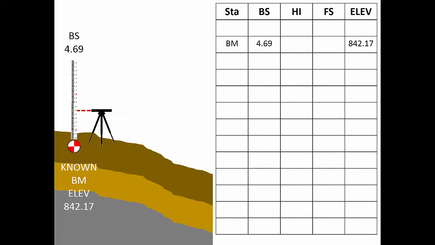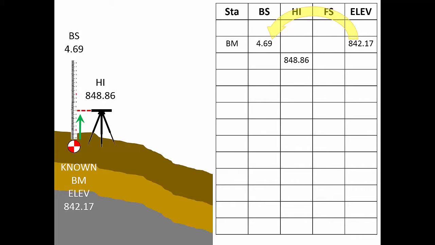Armed with this information, we now have sufficient data to compute the height of instrument. Since the line of sight is above the point where the rod sits, we'll add the backsight reading to the elevation. At this instrument setup, 4.69 plus 842.17 equals 848.86 feet. We'll record that result in the HI column in the next row down the page.